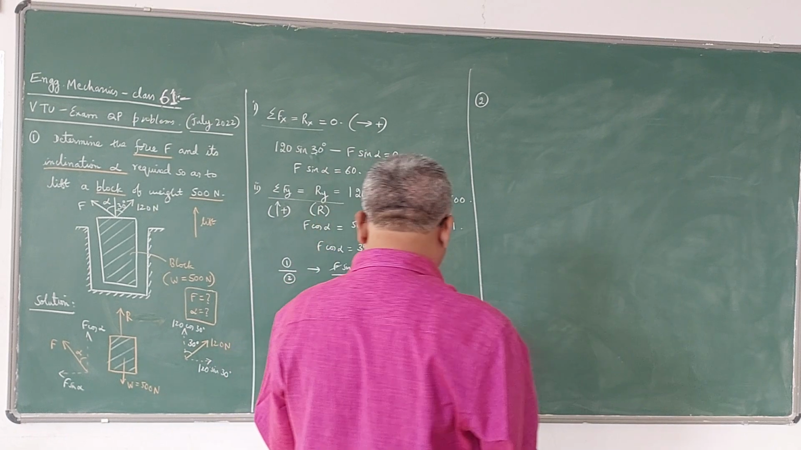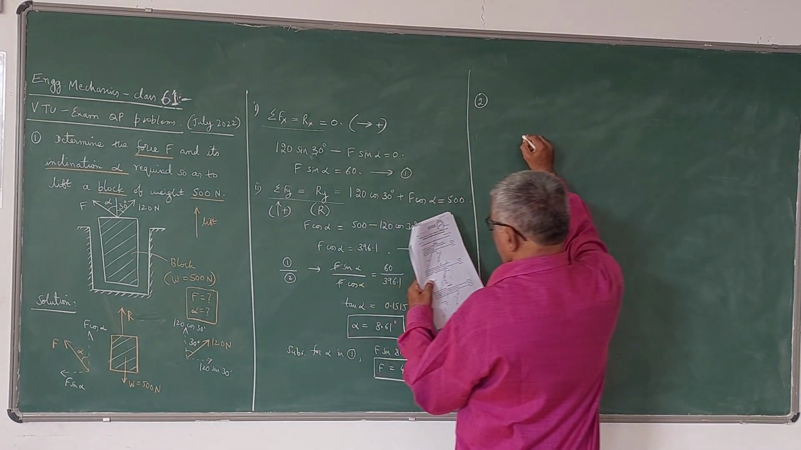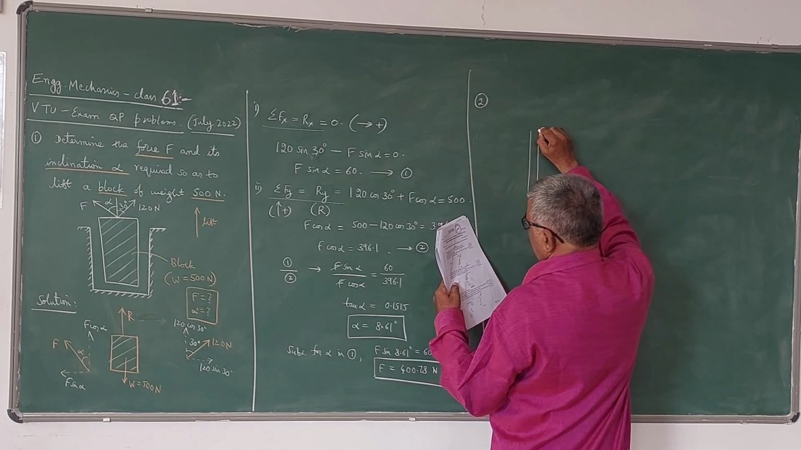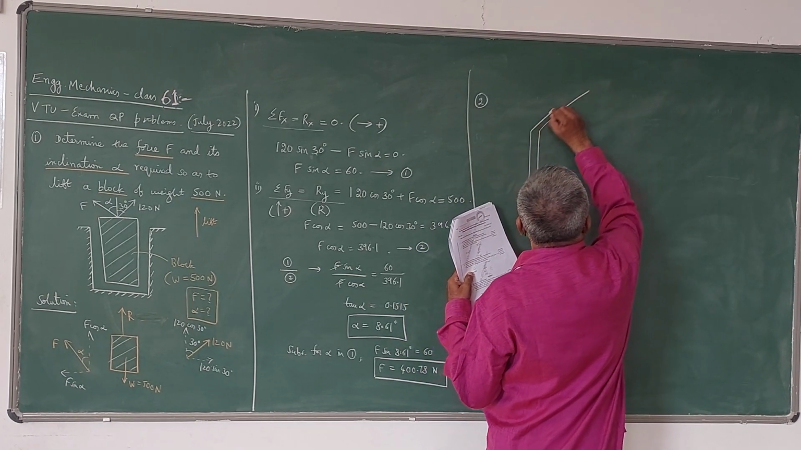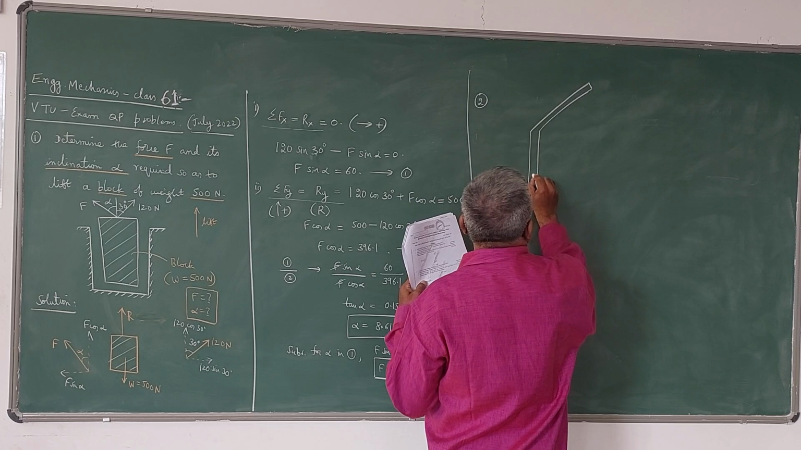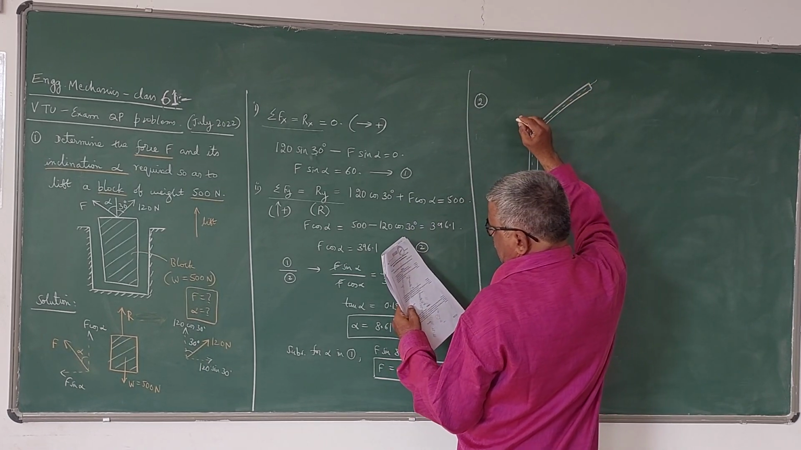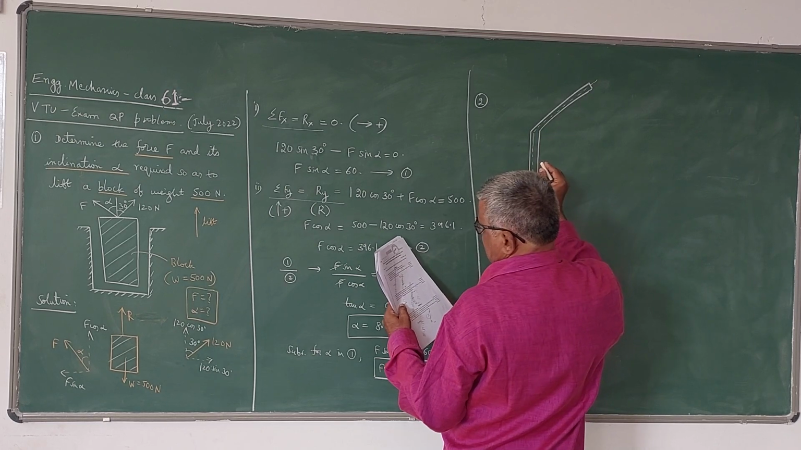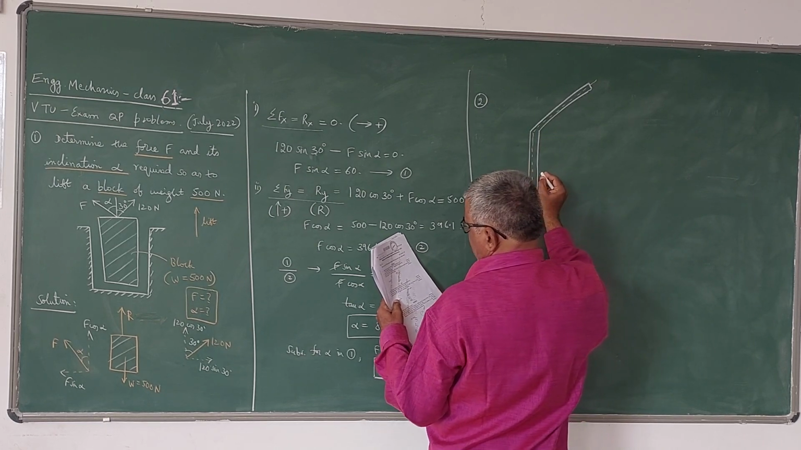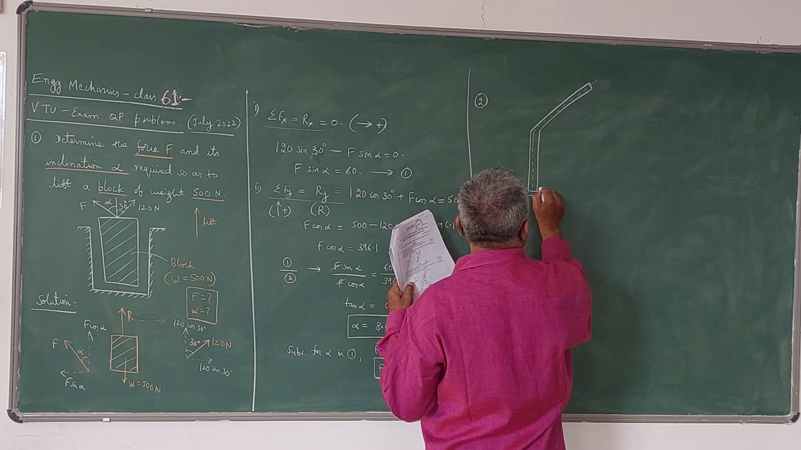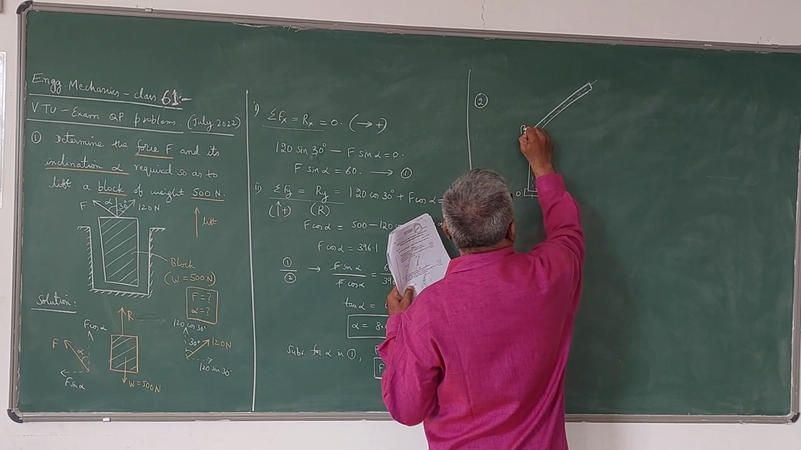So he has given a diagram like this. See, this is the diagram. This is the axis, center line. A, B, C. So he has taken this is O. This is point O. This is B. This is A.